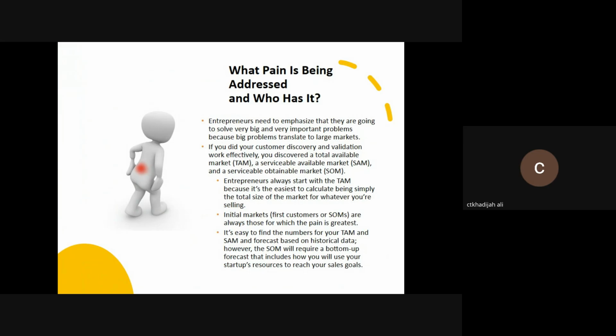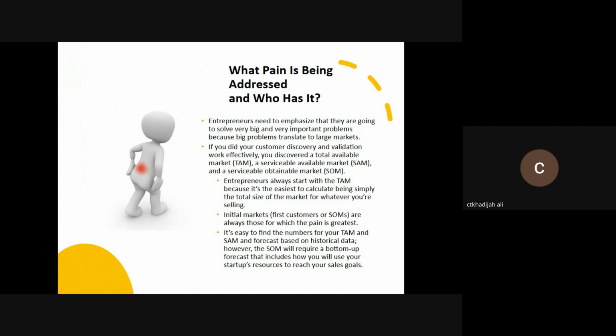What pain is being addressed and who has it? Entrepreneurs need to emphasize that they are going to solve a very big and very important problem, because a big problem translates to a large market. That is the relationship: a big, very important problem will solve the large market issue.